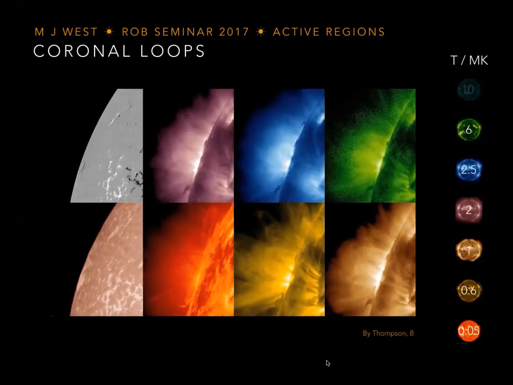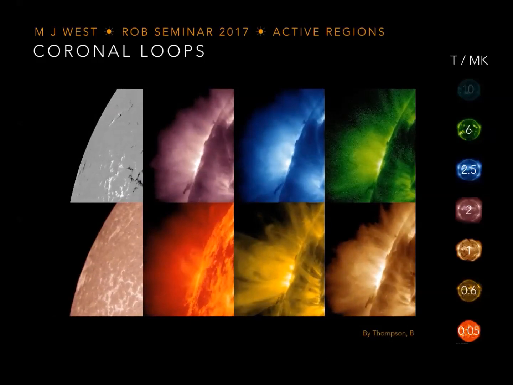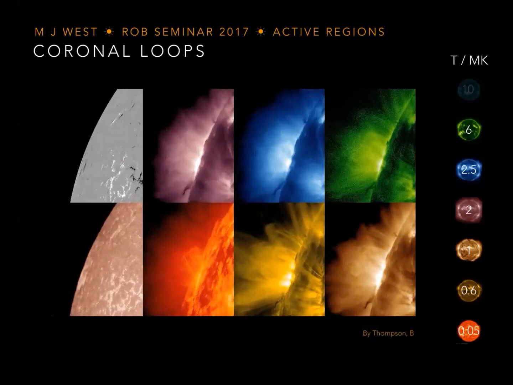of temperatures going from around 10 million degrees all the way down to the chromospheric temperatures. So these loops are spread throughout the solar atmosphere. Sometimes we can see them, sometimes we can't, sometimes they're bigger, sometimes they're not. But they're the fundamental building blocks of the solar atmosphere.